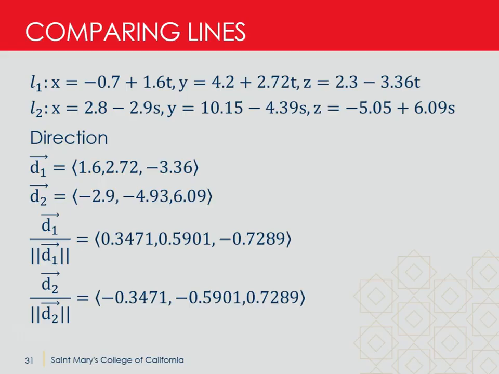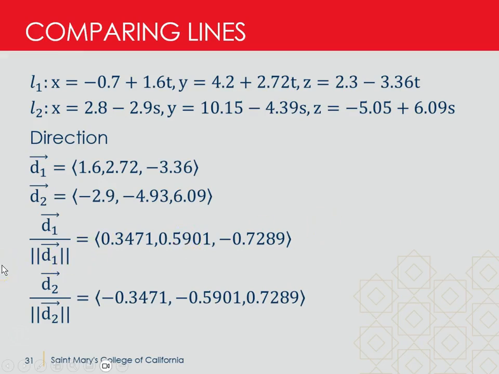If you remember back when we talked about vectors, we talked about a unit vector that's in the same direction. So the unit vector in the same direction as D1 is just D1 divided by the magnitude of D1, and we get 0.3471, 0.5901, and negative 0.7289. And if we do that for D2, something interesting happens. We get the same numbers. Now, admittedly, the second one is the negative of each of them, but that just means they're pointing in different directions. But these two lines are, in fact, parallel. So they're pointing in different directions, but they are parallel.